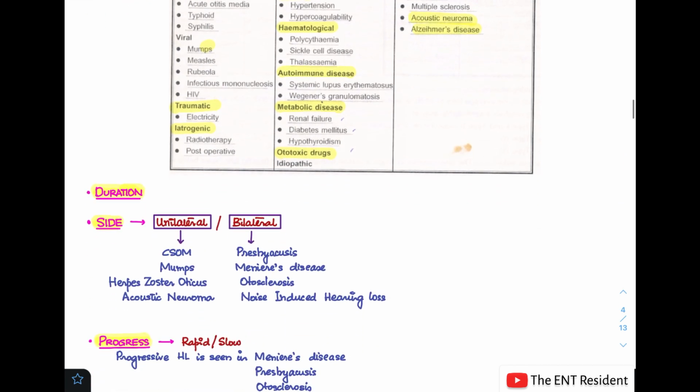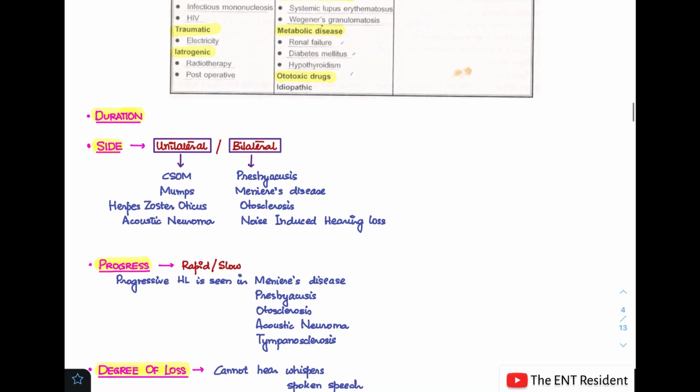Moving on to the duration, and then there is side. The side involved: whether the hearing loss is unilateral or bilateral. Unilateral hearing losses are more common in CSOM, mumps, herpes zoster oticus, acoustic neuroma, whereas bilateral hearing loss is seen in presbycusis, which occurs in the elderly, Meniere's disease, otosclerosis, which occurs more commonly in females and especially in pregnant females, and noise-induced hearing loss. This is the importance of knowing the side of deafness.